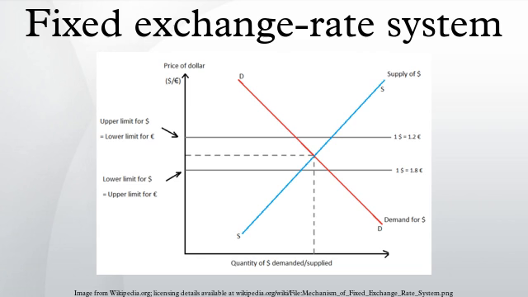A fixed exchange rate, sometimes called a pegged exchange rate, is a type of exchange rate regime where a currency's value is fixed against either the value of another single currency, to a basket of other currencies, or to another measure of value, such as gold. There are benefits and risks to using a fixed exchange rate.